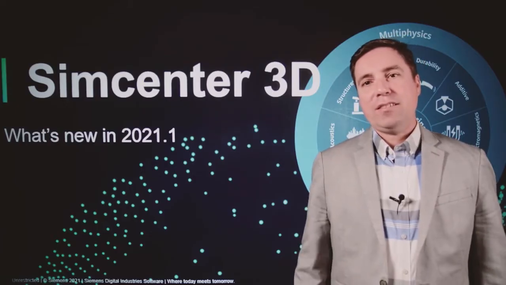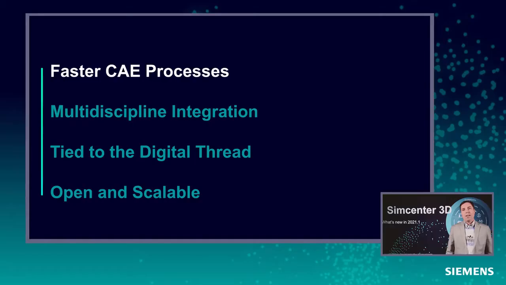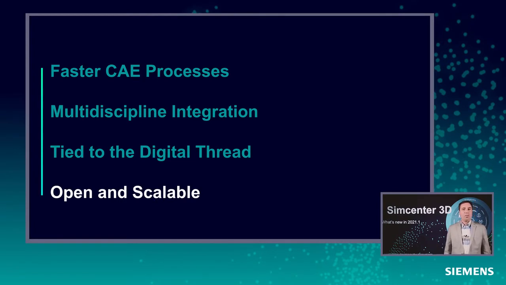We make it that much easier to meet these challenges by continuing to enhance our 4 unique strengths. The first is faster CAE processes. This means you spend less time modeling and more time on engineering. Next is multidiscipline integration, where you can perform more simulation types all from within a single integrated environment. Being tied to the digital thread means connecting simulation to your broader development process, and being open and scalable is the ability to scale simulation across different user profiles and other simulation tools.